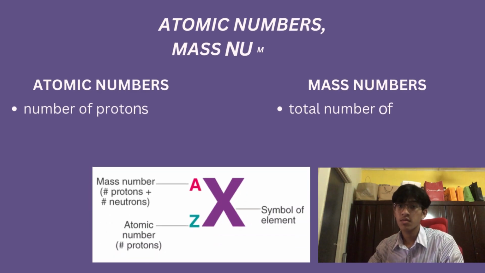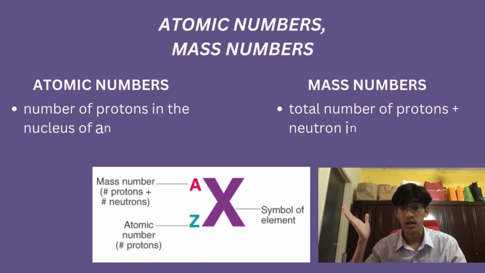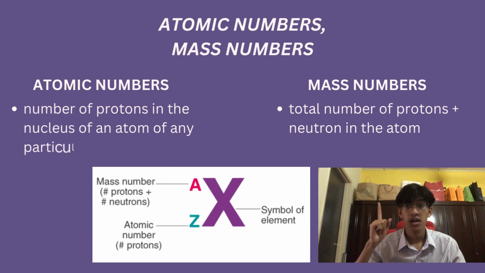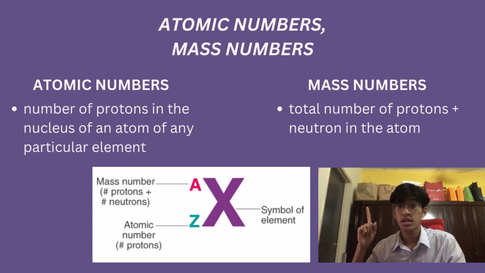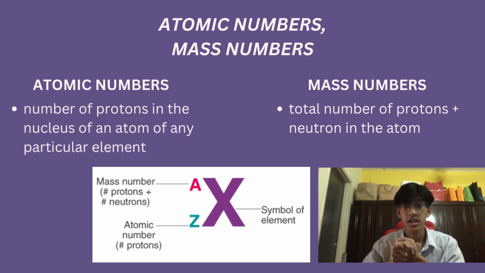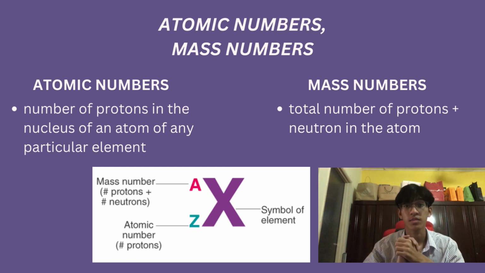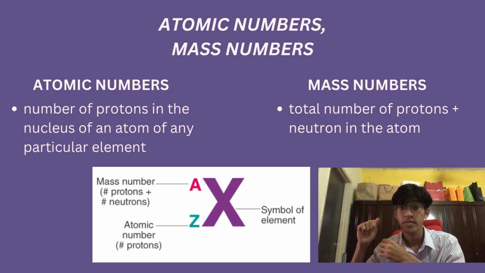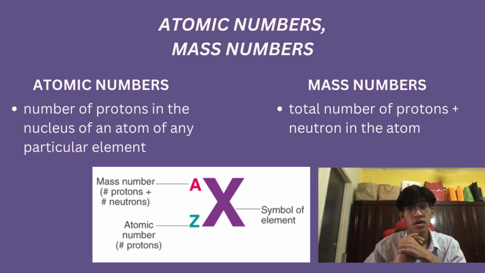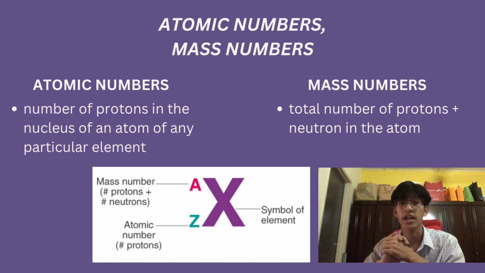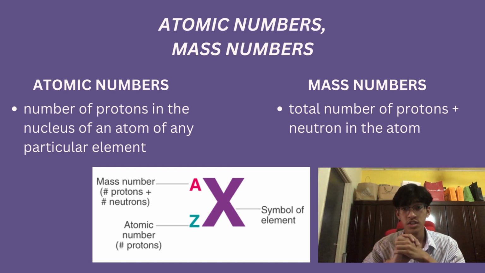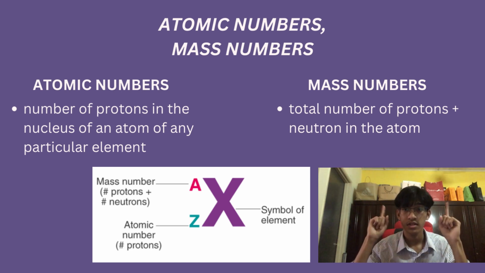Next is atomic number and mass number. Firstly, atomic number. Atomic number is the number of protons in the nucleus of an atom of any particular element. The next one is mass number. Mass number is the total number of protons plus neutrons in the atom. As you can see, there is a diagram of an example of atomic number and mass number.